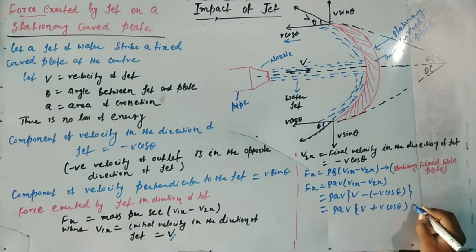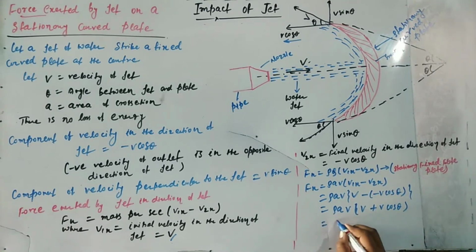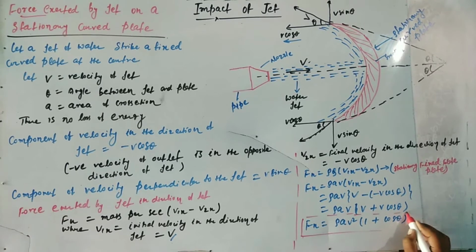Taking v in common, it is rho A v squared into (1 plus cos theta). It is the equation for the force exerted by the jet on a stationary curved plate in the direction of the jet, that is, Fx equals rho A v squared into (1 plus cos theta).